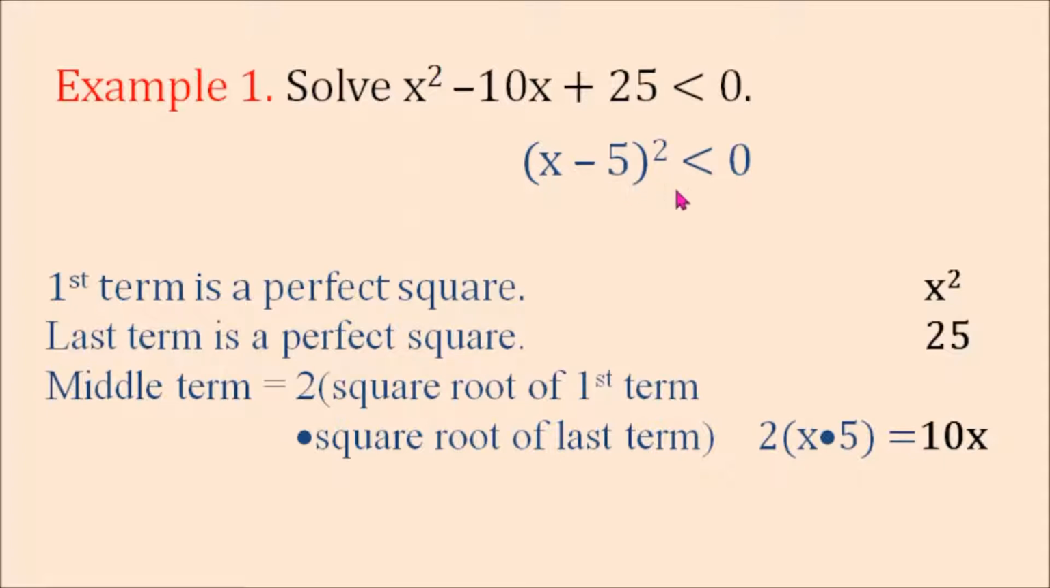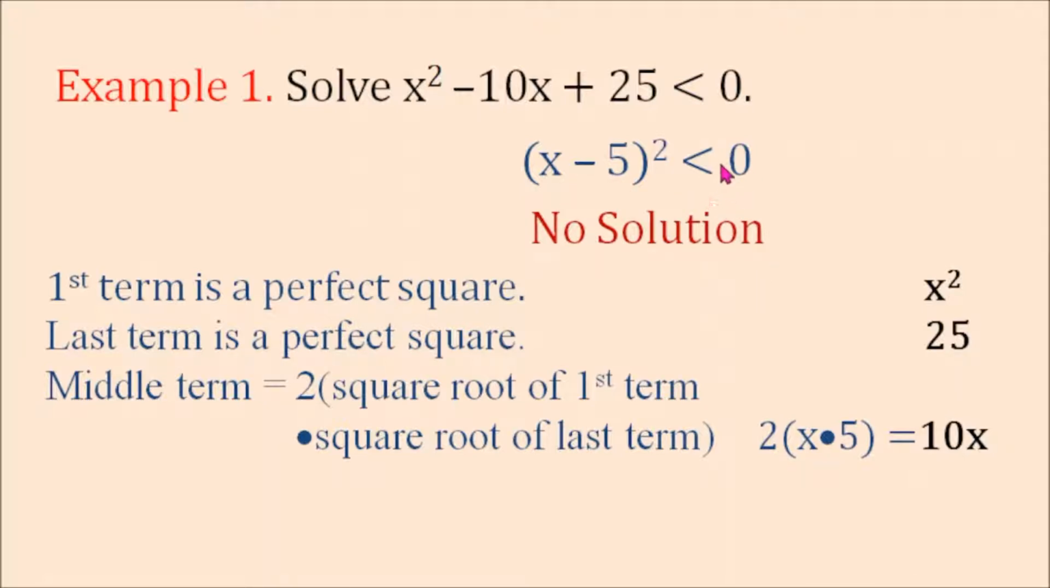Now, if this would be the case, the square of a binomial is less than 0. Less than 0 means negative, so there is no solution. Why? Because when we square a value, any number, it can never be a negative number.